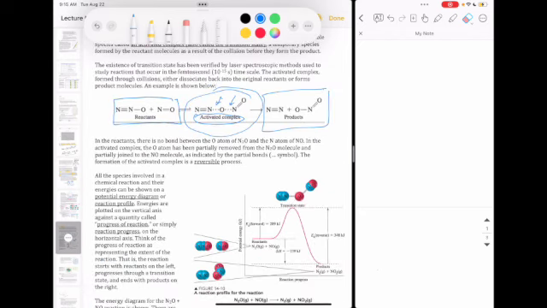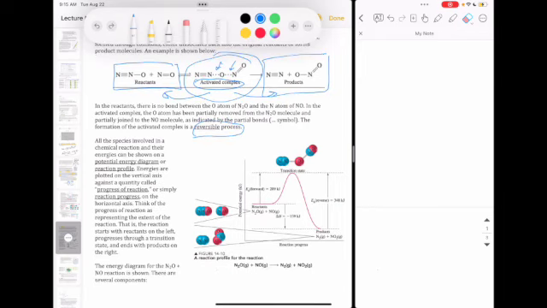The transition state complex is reversible, meaning that you can switch back to reactant or you can go to product. So it doesn't have to just go one way. And the way we illustrate this process from reactant going to transition state and then going to product is using something called the energy diagram or the reaction profile.